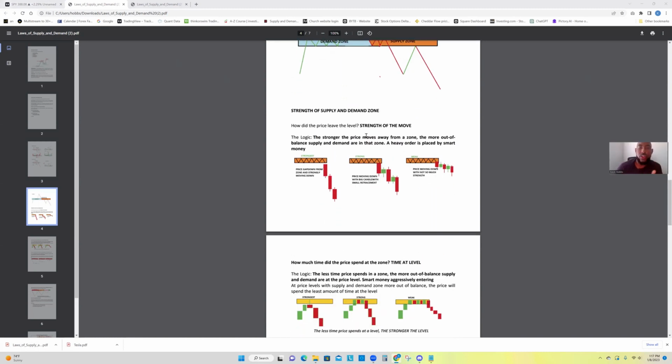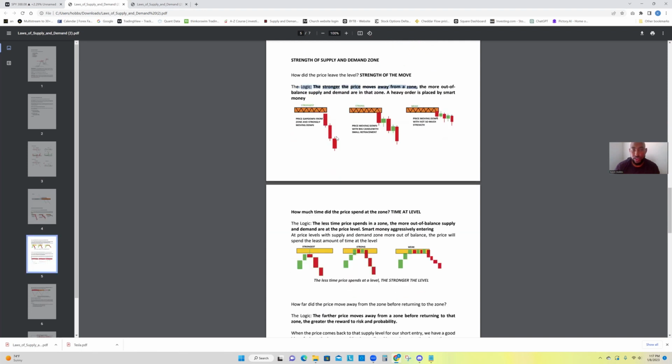The stronger the price moves away from a zone, the more out of balance supply and demand are in that zone. A heavy order is placed by smart money. So when the market hits an area of supply or demand, the further it goes away from that area, the stronger that supply-demand zone becomes. Now, the less time that price spends in a zone, then obviously that zone is not a strong zone.